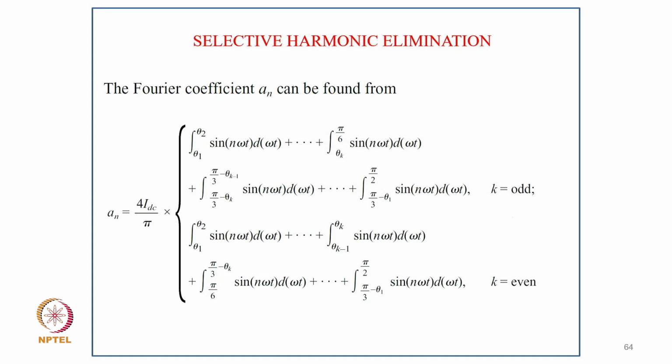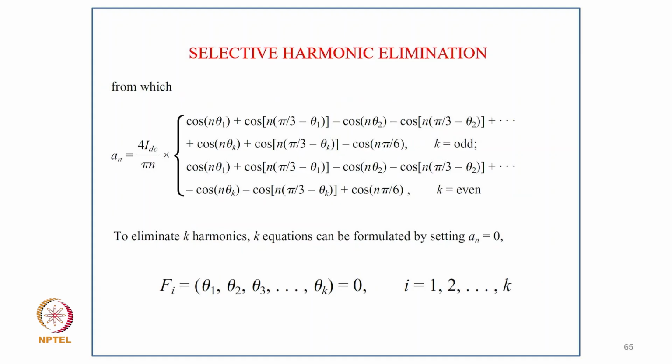Similarly, typically the integral from π/3 − θ1 to π/2 of sin(nωt) d(ωt), where k is odd, and similarly we can find this when k is even in the lower two terms, from which bn can be calculated as 4Id/(πn) times cos nθ1, cos n(π/3 − θ1), then cos nθ2 and cos n(π/3 − θ2). Similarly for all the terms when k is even.